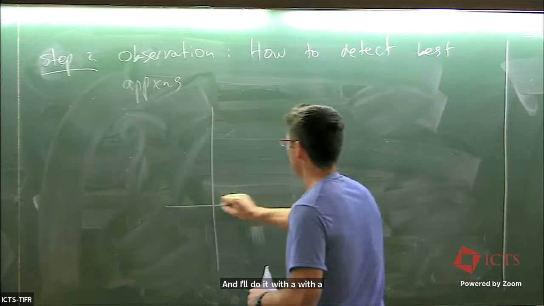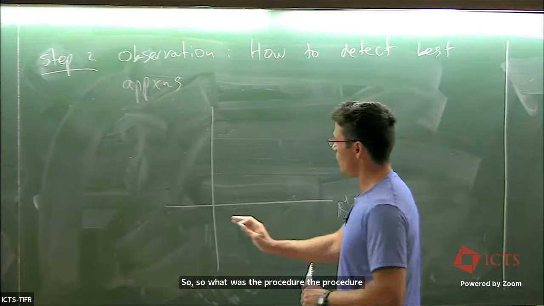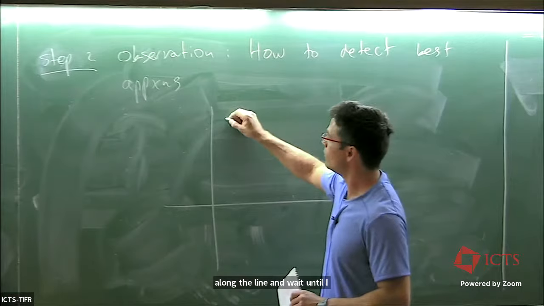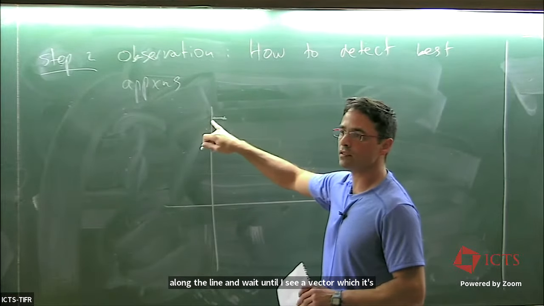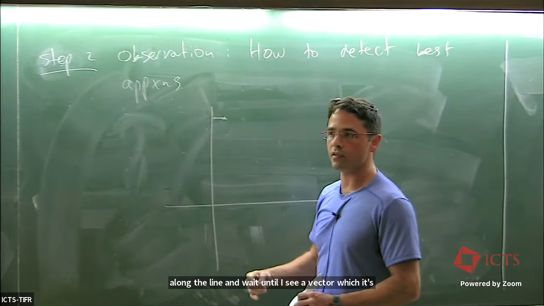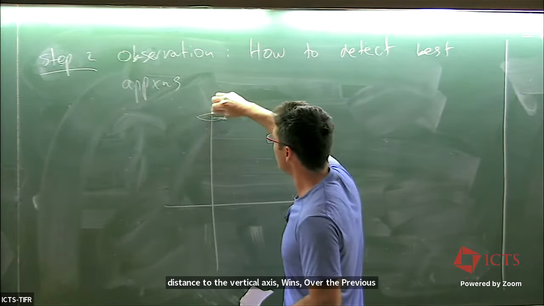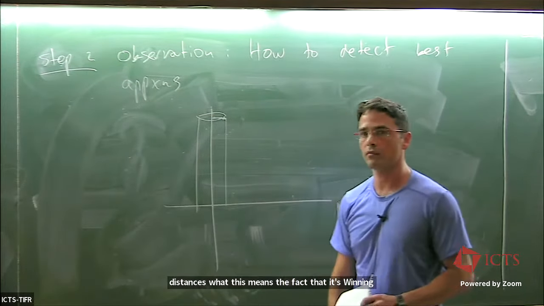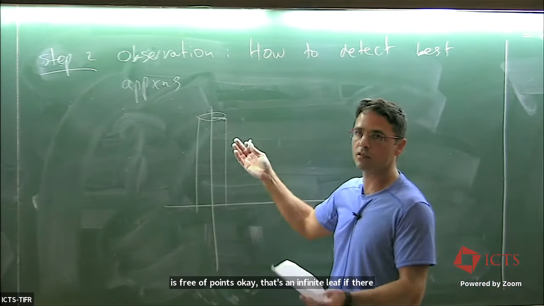So what was the procedure? The procedure was to go along the line and wait until I see a vector whose distance to the vertical axis wins over the previous distances. The fact that it's winning over the previous ones means that this cylinder is free of points. That's an if and only if. If there is a point here, it didn't win. If there is no point here, it wins.